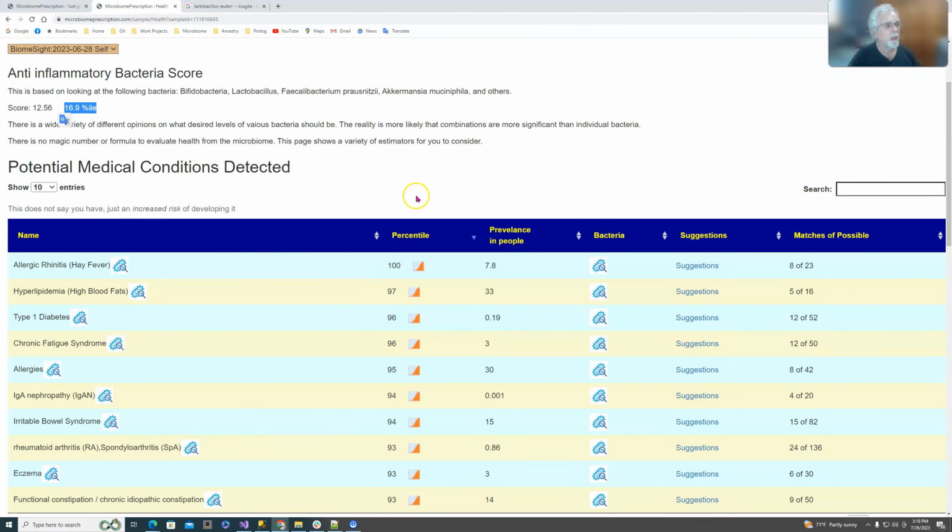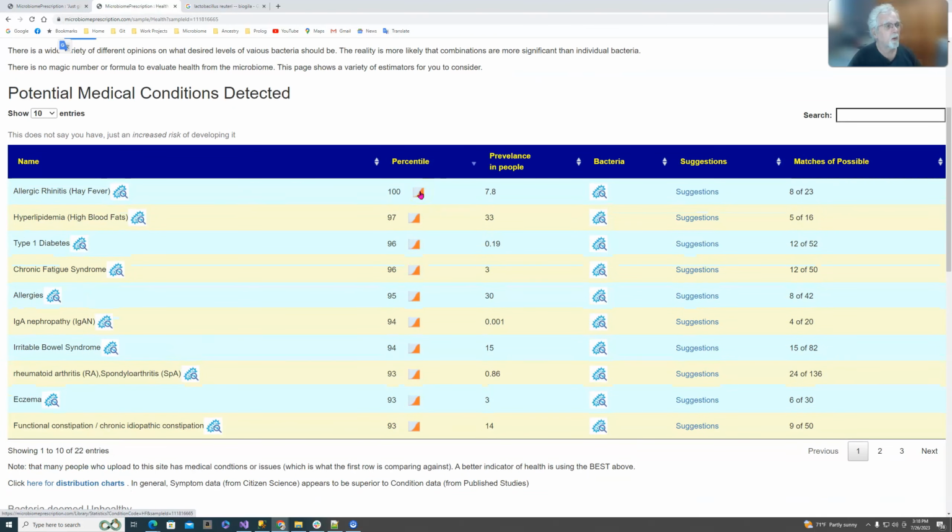Now, the next thing down is looking at potential medical conditions. There we have to compare prevalence and the percentile. Something like hay fever here, she is at the 100th percentile. She has most of the bacteria associated with hay fever. 7.8% of people have hay fever, or at least that's the best estimate I could find, which means it's likely she has it. High blood fat is also possible, although with chronic fatigue syndrome things tend to be complicated.